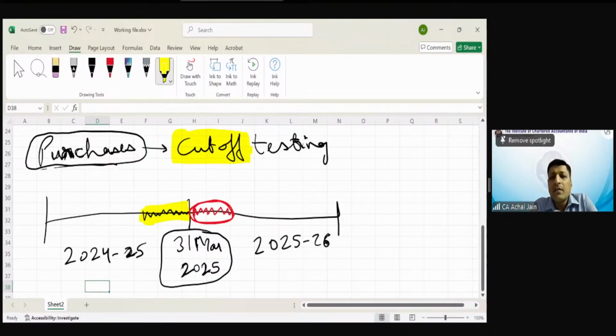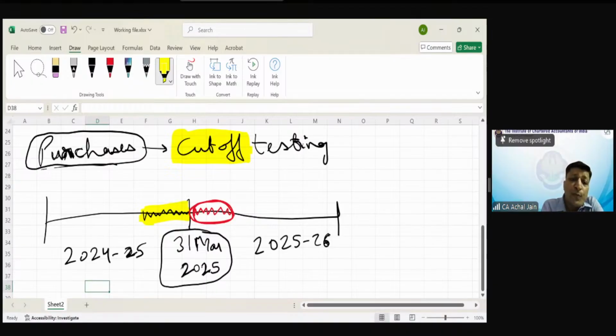Entity would have considered the purchases towards the end of the period only. So it will not happen that the purchases of first week of April or say second week of April of 2025 will be booked in the first week of 2024. No. So if they will be preponed, they will generally be booked towards the March month or towards the end of the March month.